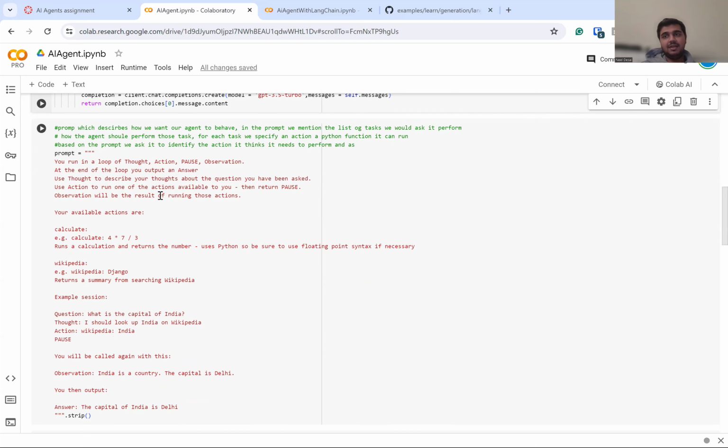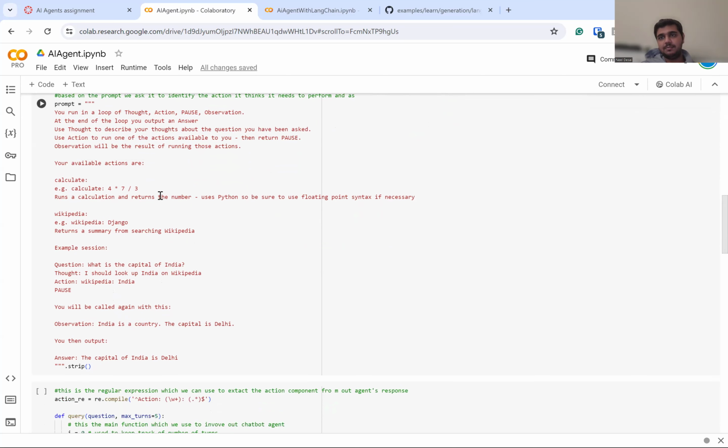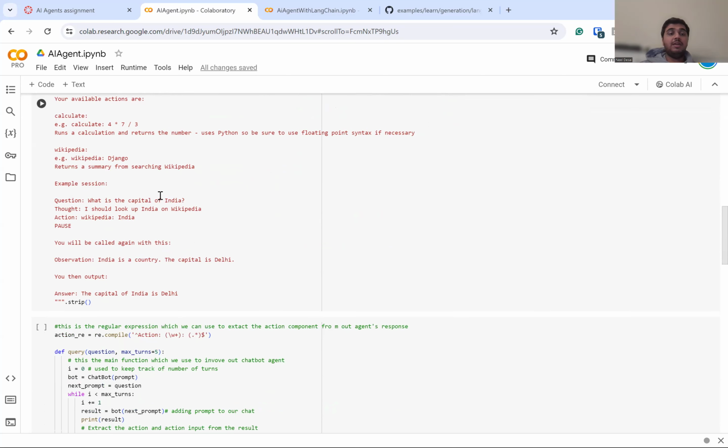So here we are looking at two examples, two actions. One is calculate, the other is Wikipedia. What calculate does is, given a mathematical problem, it will solve it. And second, what Wikipedia does is, given a topic, it would look for it on Wikipedia and find the answer from Wikipedia.